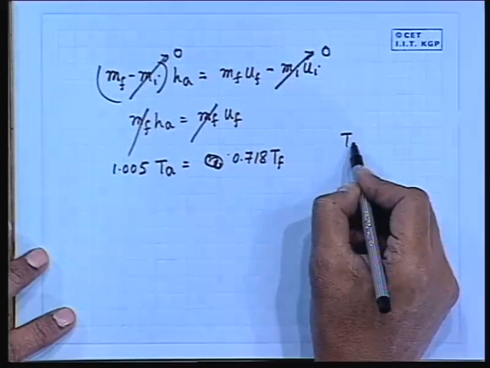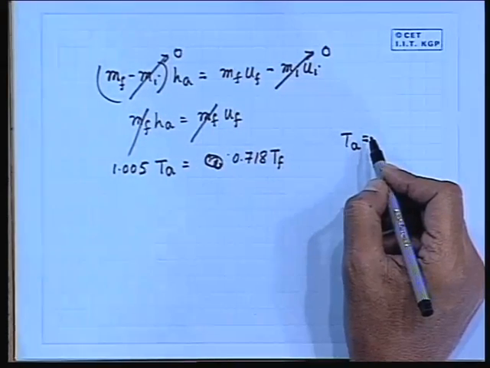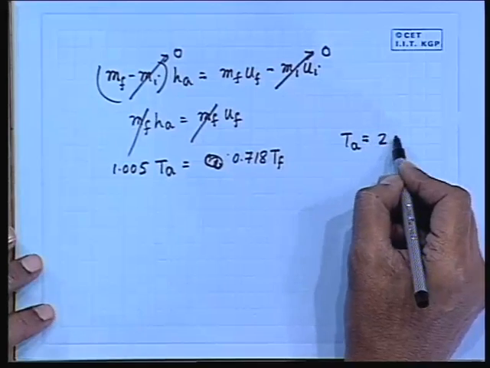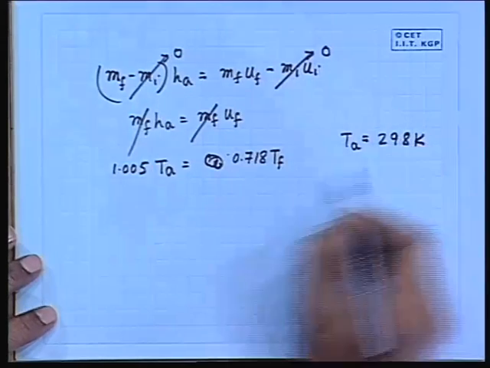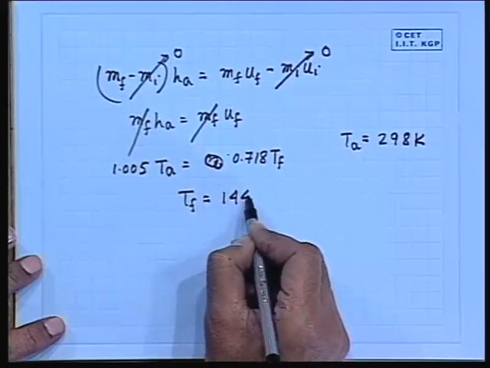Here TA, what? The air temperature, 25 degrees, that means 298 K. With this I get TF is 144.